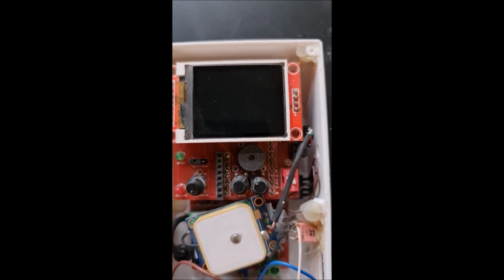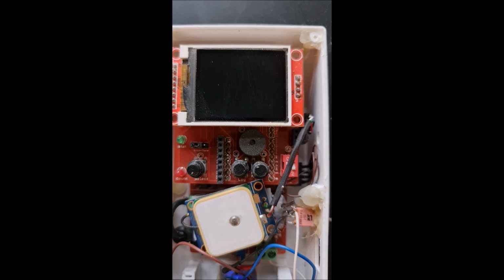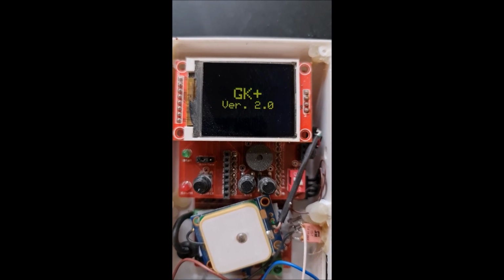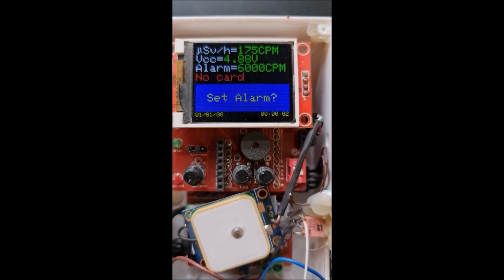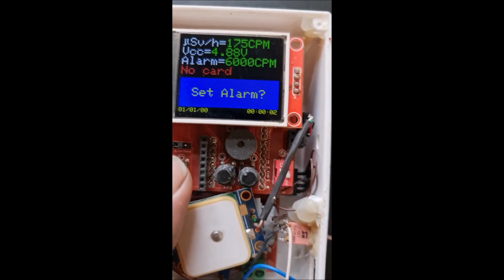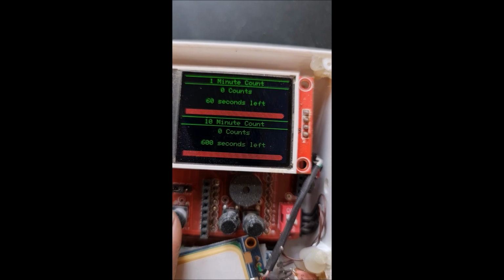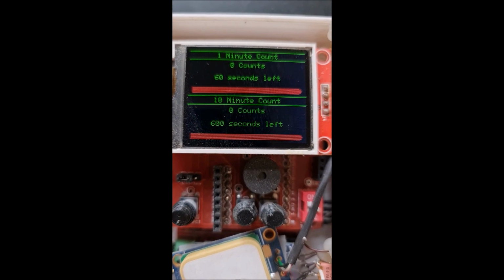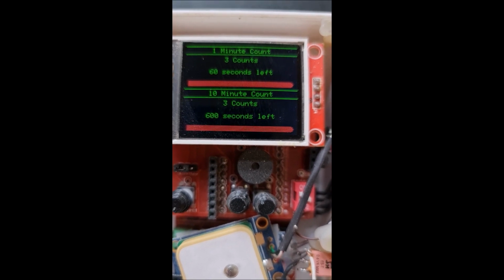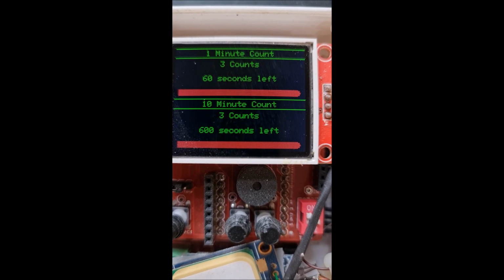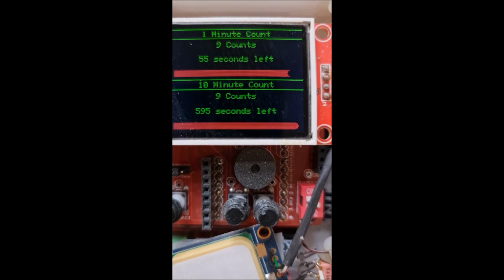Right, I'm now in my kitchen. I've just turned the Geiger counter back on. And we'll do another, oops, wrong button. So another 10 and 1 minute count. You can see now quite clearly what's going on. So again, we'll be back in 10 minutes.